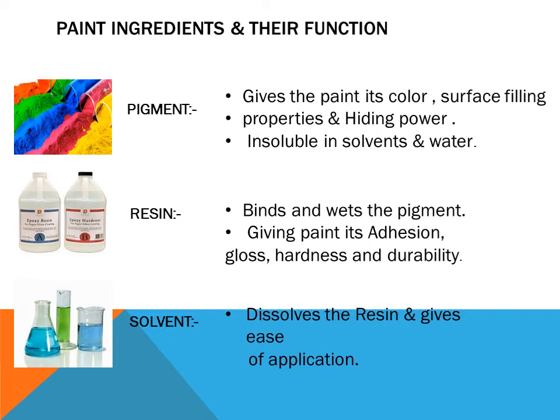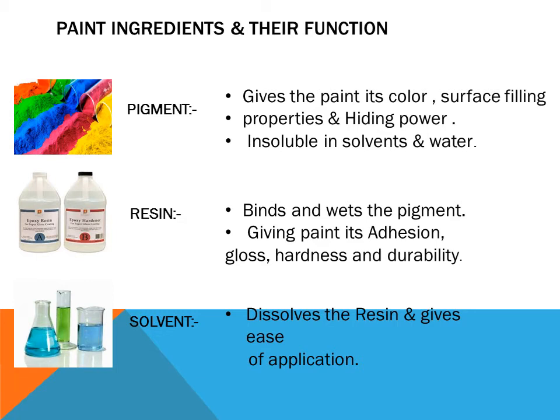Then comes resin. Keep in mind that resin is a very unique raw material of the paint, because almost all properties depend on the resin, and resin could be in the form of solid, semi-solid, or liquid. So what's the function of resin in the paint? Actually it binds all the paint, bed the pigment particles and gives the paint its adhesion, because we know adhesion is a very important property.